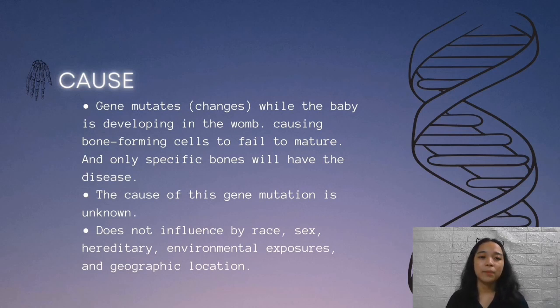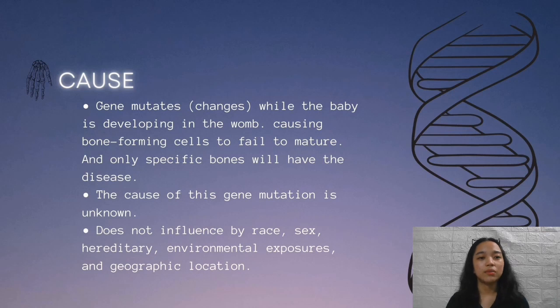What happened here is that they produce an abnormal fibrous tissue in certain bones, and the gene change happens while the baby is developing. It also says here that only specific bones will have the disease. This means that fibrous dysplasia does not spread from one bone to another.